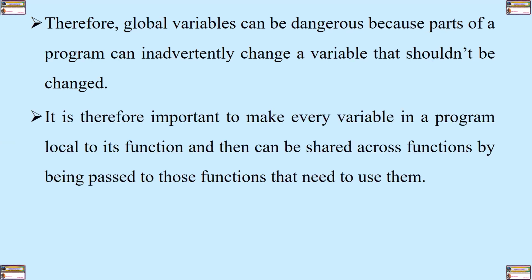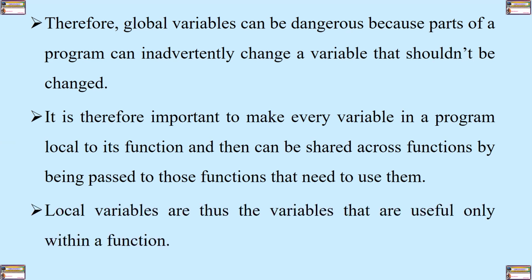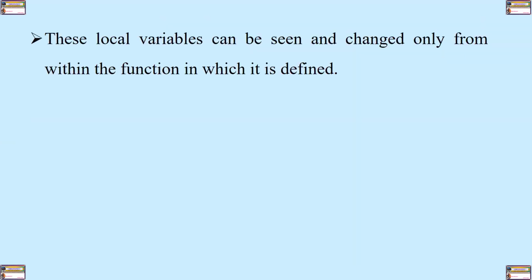It is therefore important to make every variable in a program local to its function and then share it across functions by passing the results to those functions that need to use them. Local variables are thus the variables that are useful only within a function. They are only known by the function in which they are defined.